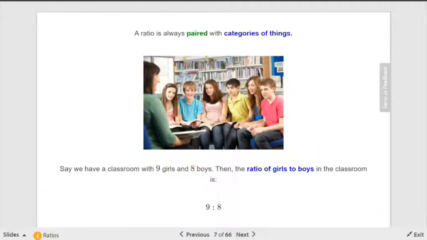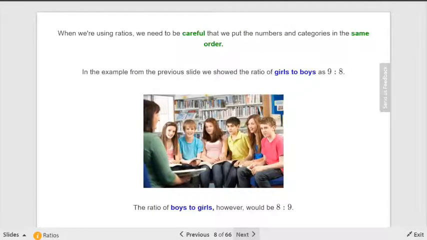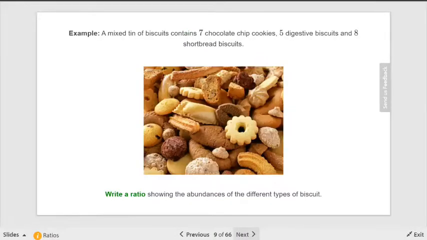All right. So, you need to make sure that you're careful about the orders and the categories. So girls to boys is 9 to 8. The ratio of boys to girls, however, would be what? 8 to 9. We did that one; we were ahead of them.